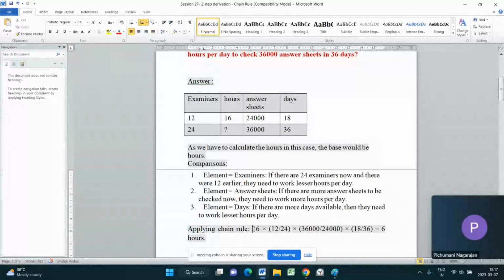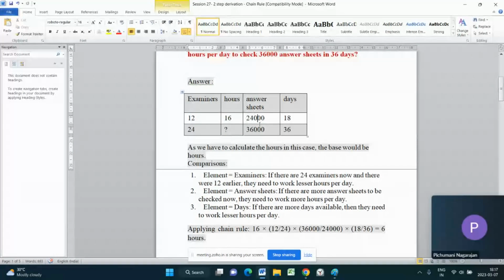First, in how many hours did they finish? 16 hours. Where the missing data is, you take that. If it is directly proportional, 12 earlier by 24 now, so it is 12 by 24, less to more. When we say you have to work less per day, the less will come up and the more will come down.